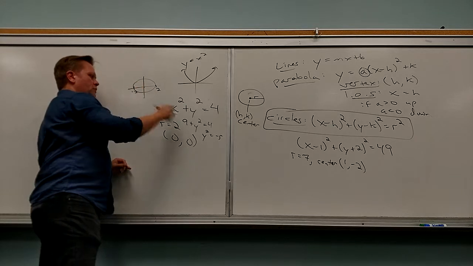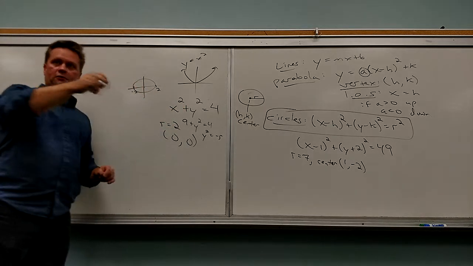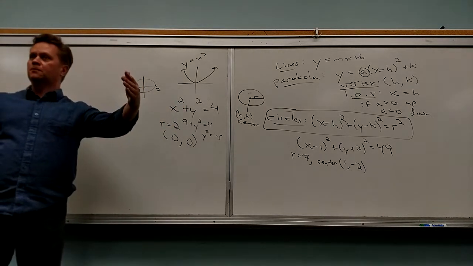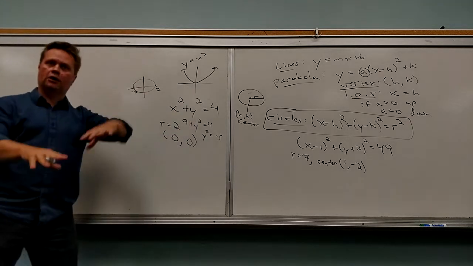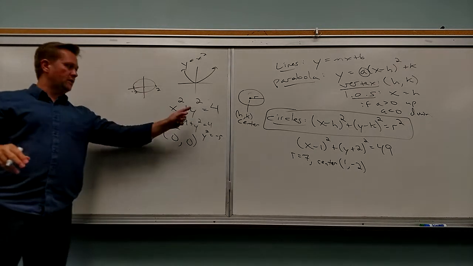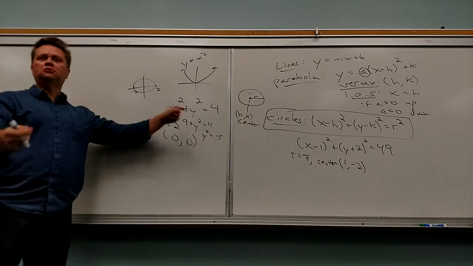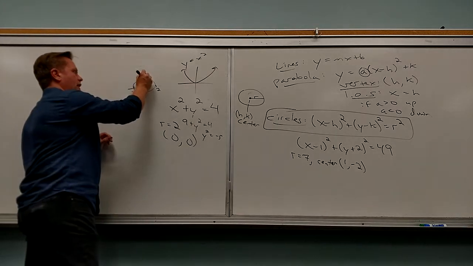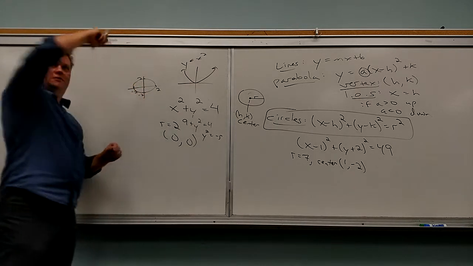Or negative 2. They both are the same because I'm squaring it, right? So they both come out to 4. And if x is 2, y is 0. So what's the biggest y could be? 2. Same reasoning. And that's why it goes out 2 in all directions.